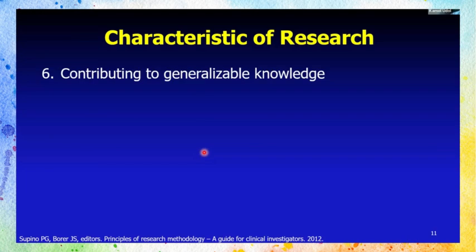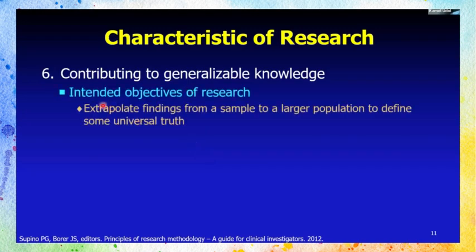superficially, it might look like a research project. There are some similarities between a research project and a quality improvement project. They involve gathering data, they involve summarizing data. But the main difference is that a quality improvement project doesn't have any intention to contribute knowledge, to generalize the knowledge. But a research project must have the intention to contribute knowledge, to generalize knowledge.